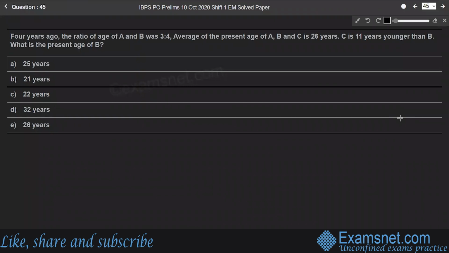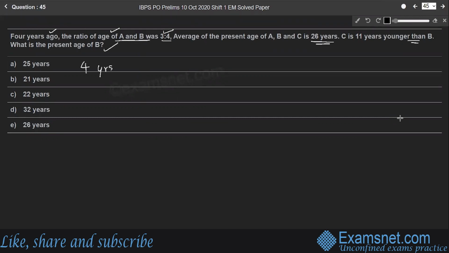Question 45. 4 years ago, the ratio of age of A and B was 3:4. Average of the present age of A, B and C is 26 years. C is 11 years younger than B. What is the present age of B? So here it is given that 4 years ago, based on the ratio, let us consider their age be 3x and 4x years respectively, right?